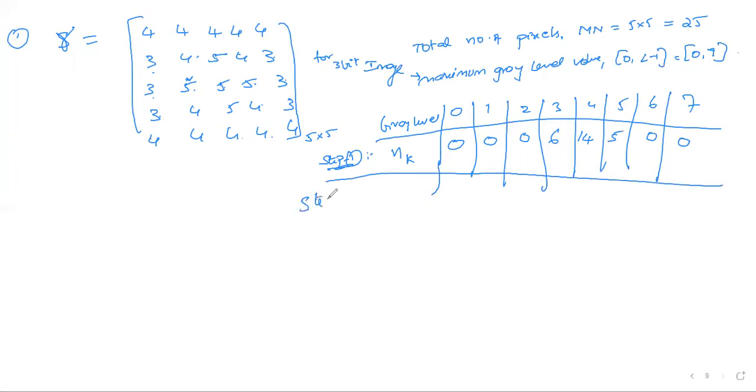Next step 2, running sum, that is sigma nk. How do we calculate sigma nk? See, this is 0, so we add here. Next 0 plus 0, 0, 0 plus 0. Okay, next 0 plus 6, 6. 6 plus 14, 20. 20 plus 5, 25. 25 plus 0, 25. 25 plus 0, 25. Like this, we perform sigma nk.